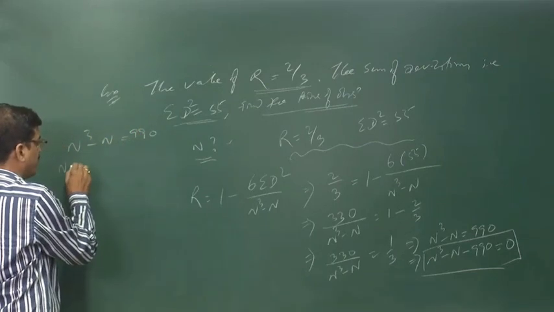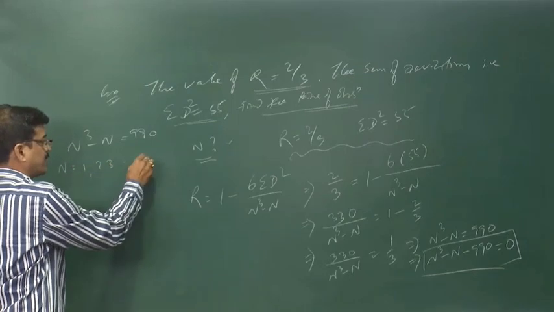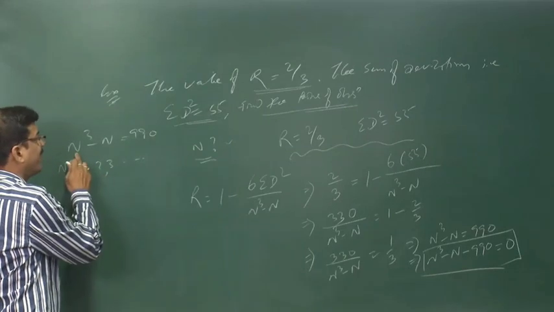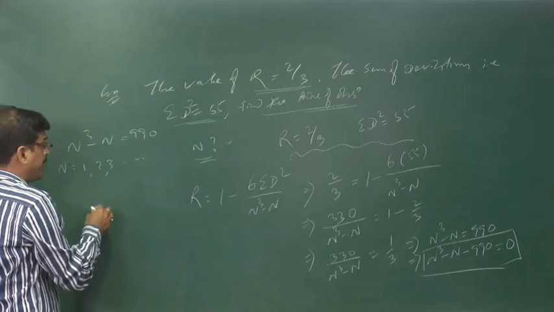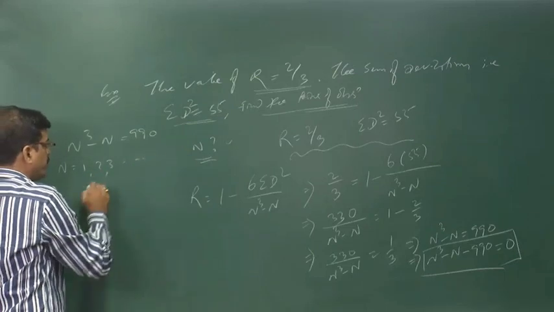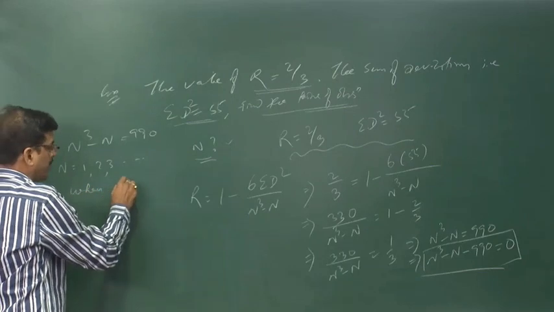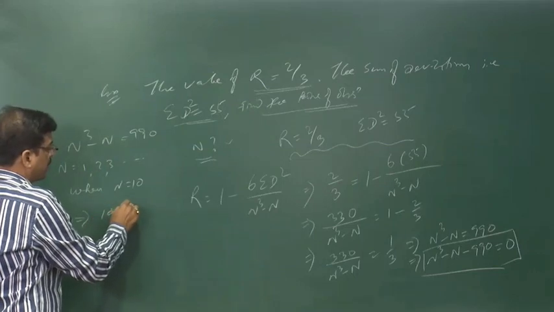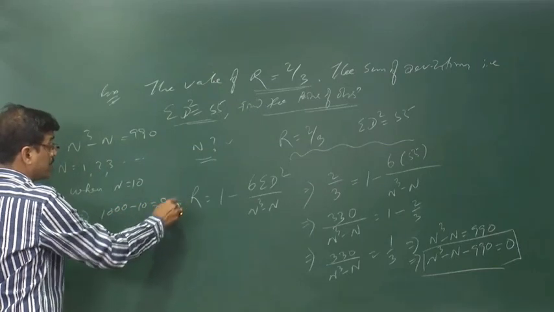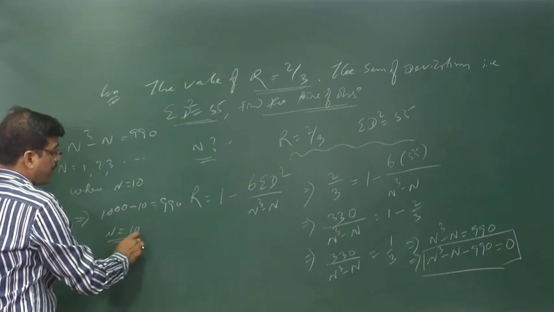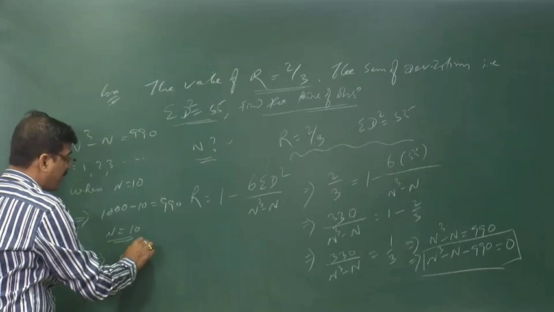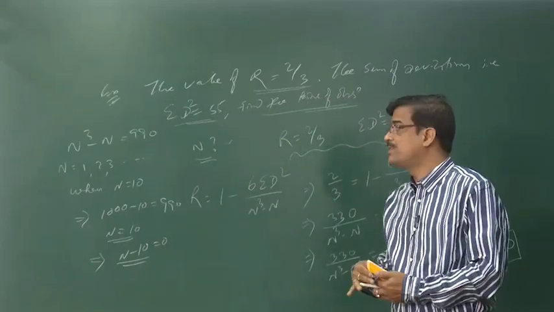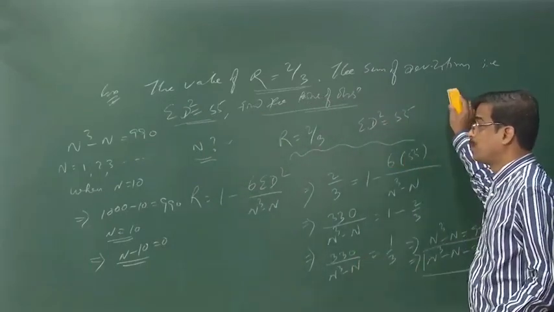Now you have to put different values of n, starting with 1, 2, 3 like that. If you put them one by one, what do you find? 1³ is not satisfied, 2: 8 minus 2, no, it is not 990. Like that we have to put. When we put n equal to 10, we find 10³ is 1000, minus 10, yes, it is 990. That reflects that n equals 10. That means n minus 10 is a divisible factor of that particular equation. As n minus 10 is a divisible factor, thereafter we have to divide by it.